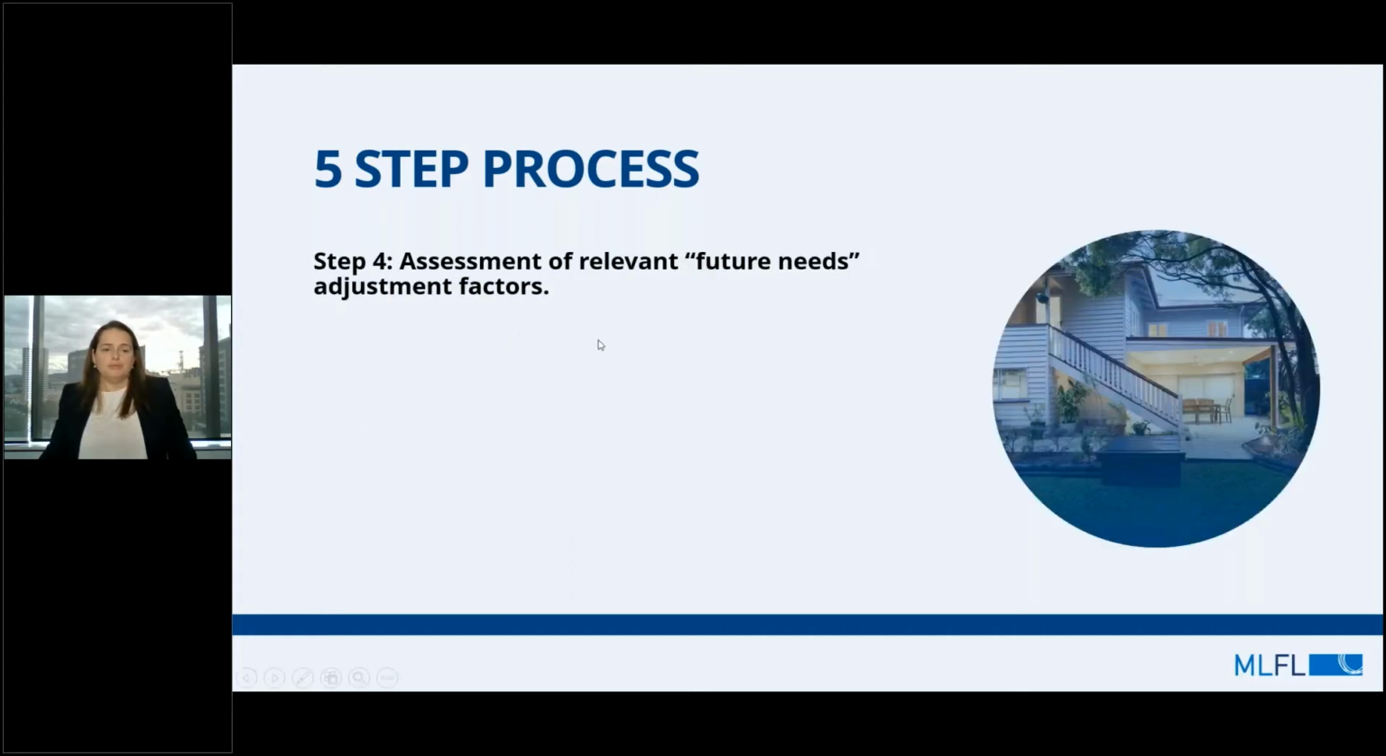Now, step 4. This is an assessment of relevant future needs and adjustment factors. It's important for us to assess whether there are any relevant adjustment factors, including earning capacity, care of children under the age of 18, or any health issues that might impact upon a party's ability to generate income and assets in the future.